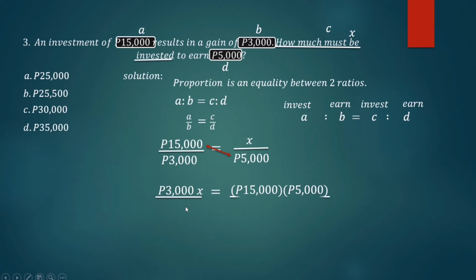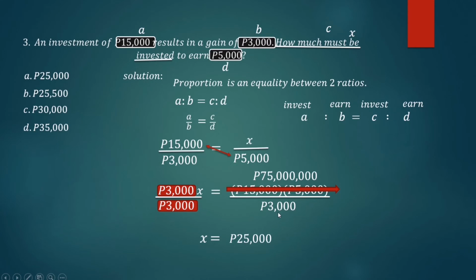Para maiwan yung X, our investment, divide both side by 3,000. Then cancel natin yung 3,000. Then X ang maiwan. Then multiply 15,000 times 5,000. That is 75 million. Divide 3,000. The value of the investment is 25,000 para maka-earn tayo ng 5,000. So the answer is A.